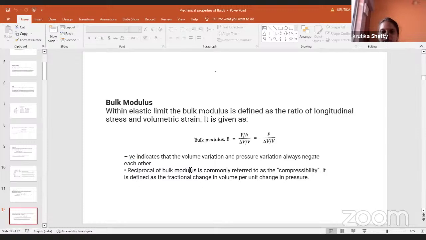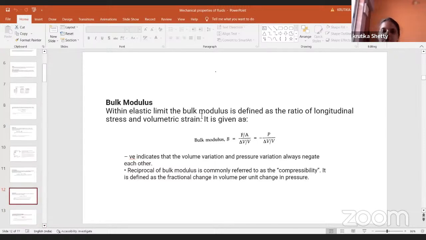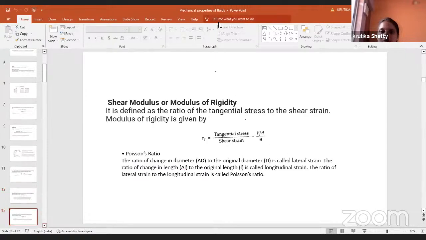ಇಲ್ಲಿ ಮತ್ತೊಂದು ಪಾಯಿಂಟ್ ಇದೆ ನೋಡಿ, whatever the reciprocal of this bulk modulus is there, it is called as compressibility. Then the last type of modulus is shear modulus, or in some of the books we studied as modulus of rigidity. What it is the ratio of tangential stress to the shear strain. So you can see the formula. Tangential stress is given by force by area, shear strain is given by theta. Okay, so idu more type aitu, that is Young's modulus, bulk modulus, shear modulus. These are the three types of modulus of elasticity.